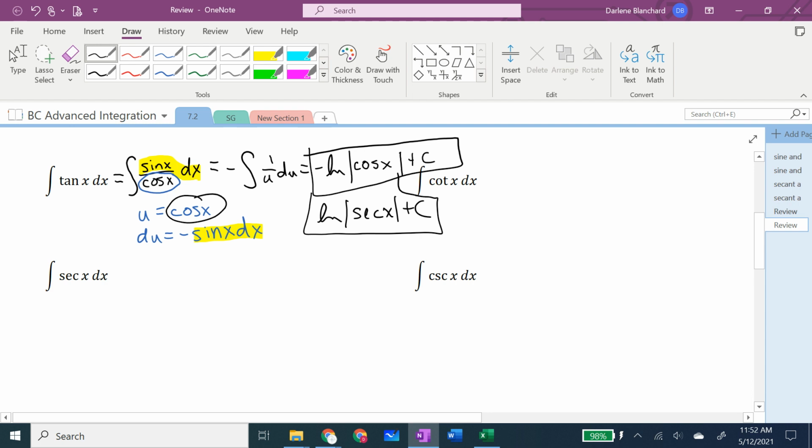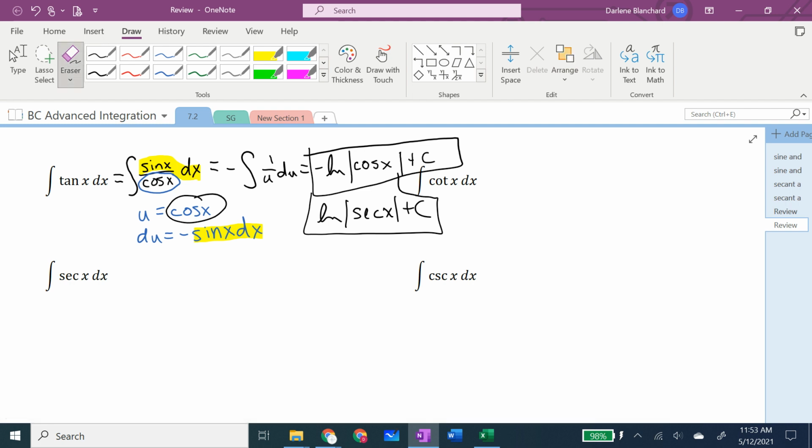Secant, not so kind. You can go through a process like we just went through with tangent and see it all unfold. The problem is, what you have to memorize to remember an initial step toward finding the answer means you might as well memorize the whole thing. So I'm going to show you.